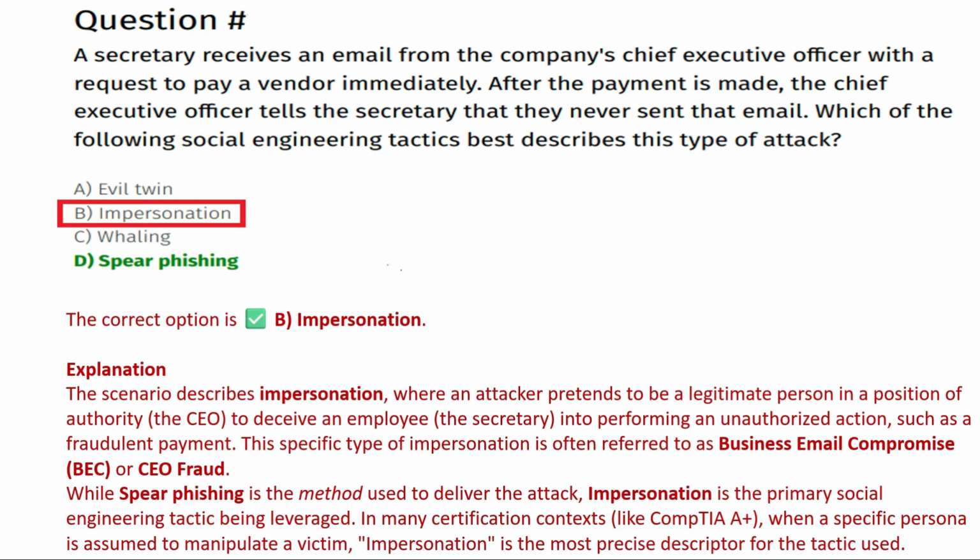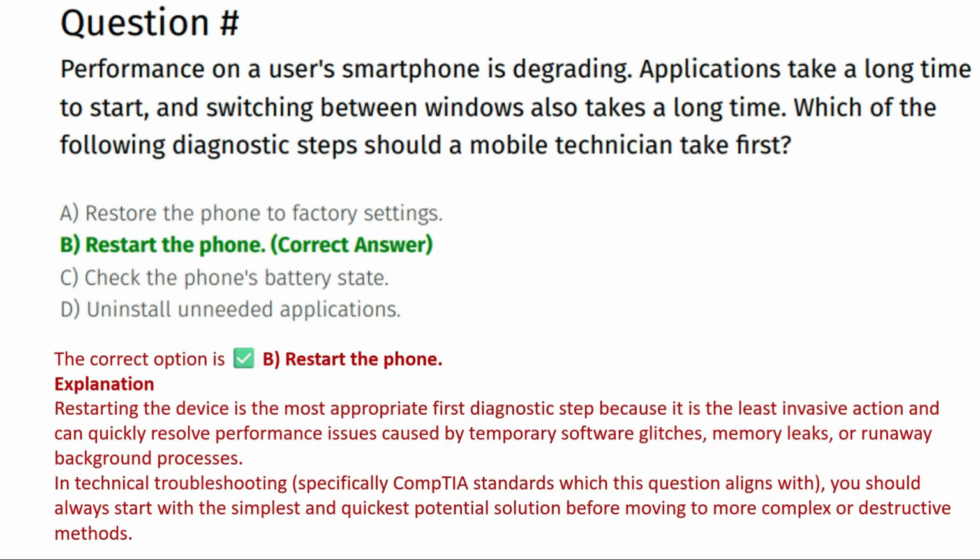So that's why the correct answer for this question is option B, impersonation. So let's move to the next question. The next question is, performance on a user's smartphone is degrading. Applications take a long time to start and switching between windows also takes a long time. So which of the following diagnostic steps should a mobile technician take first?